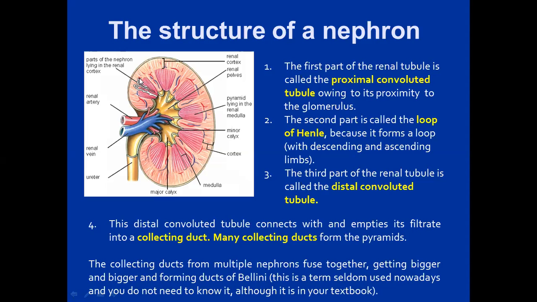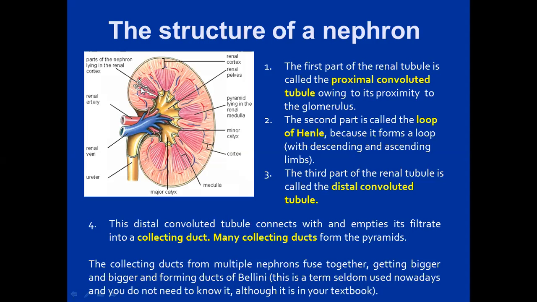So what you can see on the drawing is a little renal corpuscle or a Malpighian body, same thing. And then the rest of the nephron is the renal tubule. So the renal tubule, remember, is proximal convoluted tubule, loop of Henle, so descending limb, ascending limb, distal convoluted tubule, and collecting duct.